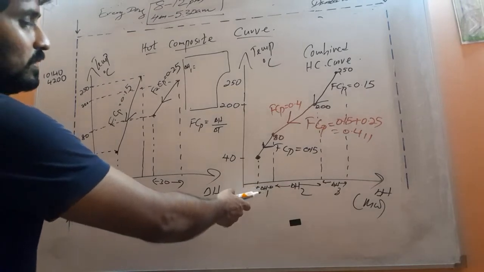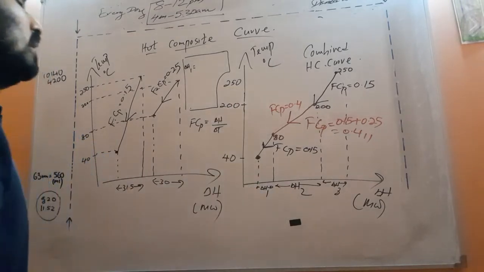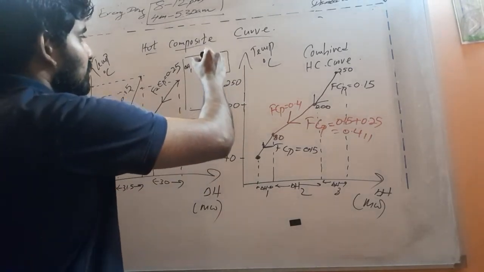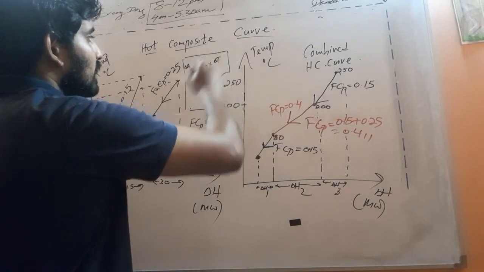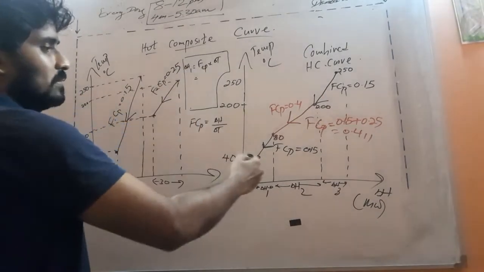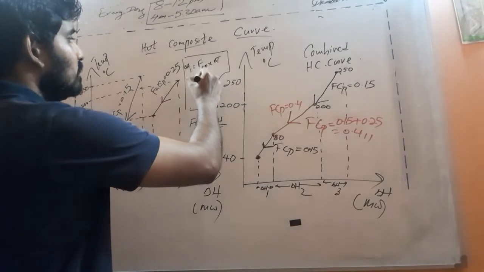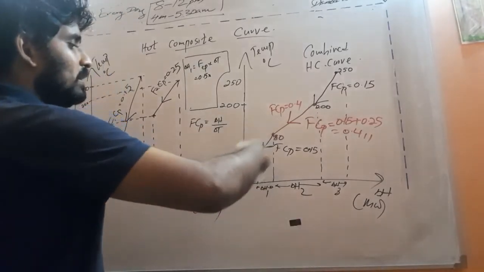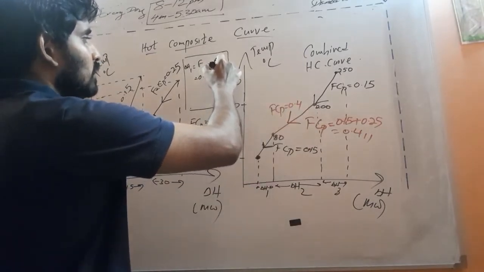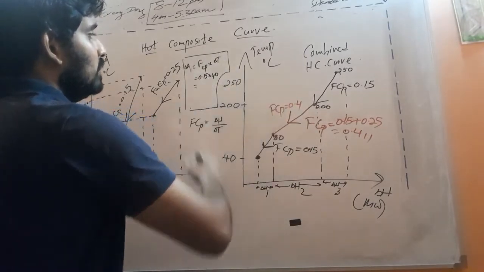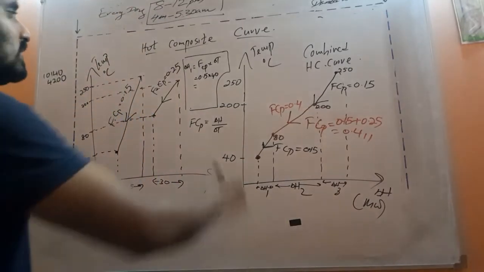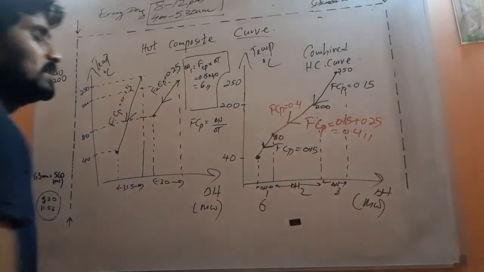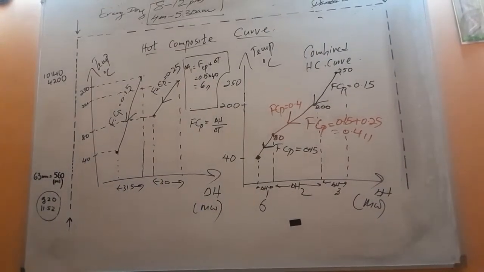So now you have to find what is delta H1. How to find that? That is FCP multiplied by delta T. What is FCP? It is 0.15. What is delta T? 80 minus 40, so that is 40. So 0.15 multiplied by 40, how much? 6, right? So here delta H1 is 6. Understand? Right.